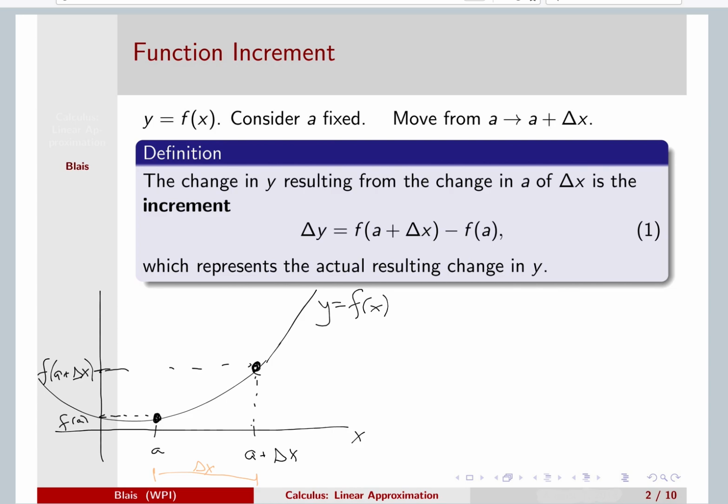And the resulting change in y is the difference between the y values, which we will call delta y. And in particular, that's what we are calling the increment. So the change in y resulting from the change in A of delta x is the increment, delta y. And again, you see that the length of this interval here is nothing more than f of a plus delta x minus f of a, this expression here. So if you make this change in x, this is the resulting change in y.